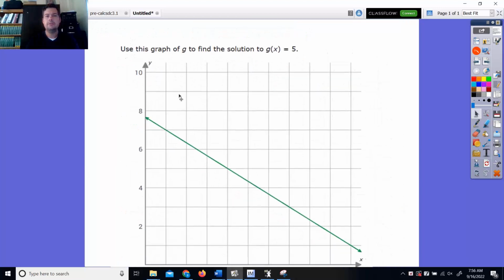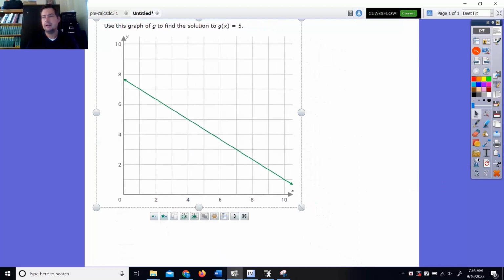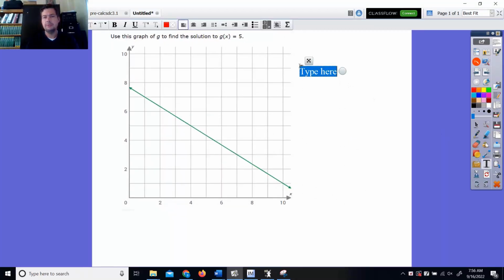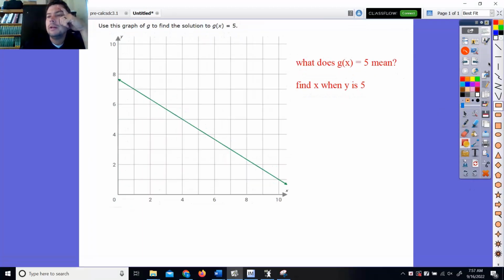All right, use this graph of g to find the solution g of x equals 5. So I think most kids struggle with what does g of x equal 5 mean? It means find x when y is 5. That's all it means. Find x when y is 5. So what I'm going to do is go to where y is 5, and draw a horizontal line in a color other than white.